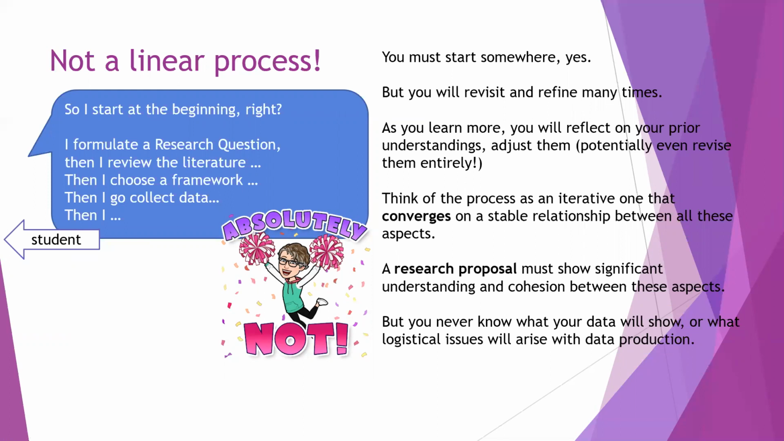And as you learn and deepen your understanding, not only of your literature and the conceptual apparatus you're using, but also of the terrain where you're conducting your empirical work, you're going to reflect on your prior understandings, you're going to adjust them, you might revise them entirely. So think of the process as an iterative one. It's going to converge on a stable relationship between all the different aspects of your research design. And your research proposal must show the understanding and cohesion that you have developed between these different components. It's got to be clear in your proposal.